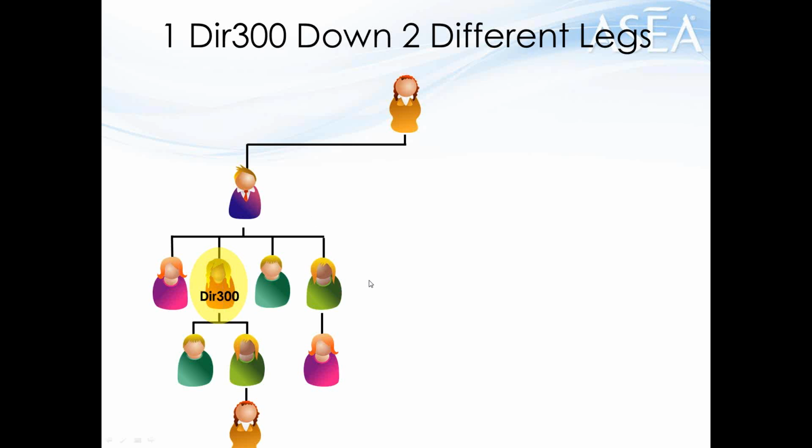Now, as long as you have another Director 300 down a different leg, so in this case, let's say you signed up this person and they became a Director 300, then you can count that as one Director 300 down two separate legs or two separate lines of sponsorship. So again, it wouldn't matter if you had 15 Director 300s all down this leg. You'd still have to have another one in a separate leg.